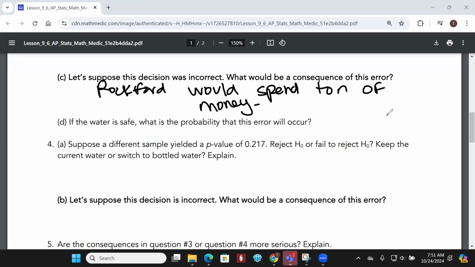How would we get it? Well, it is 0.05, or 5%. Okay, so 5% is the probability of type 1 error.